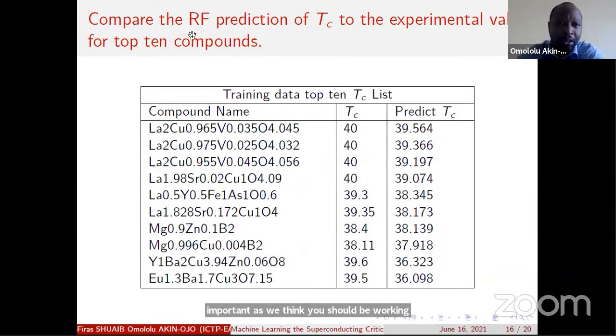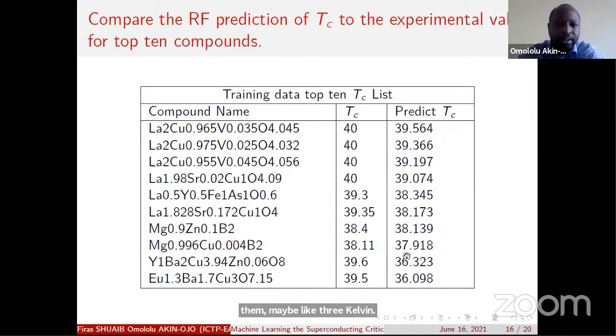Okay, so here we just compare the random forest prediction to the value of the Tc. All these compounds were used in the training set. So our deviation is small for many of them, maybe like 3 Kelvin in this case.